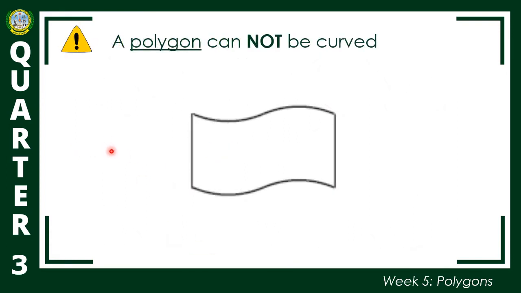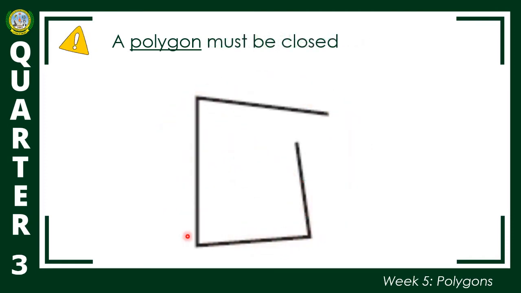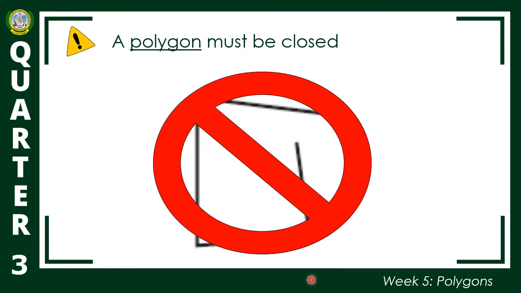A polygon cannot be curved. Okay, so all the line segments that form a polygon must be straight. Okay, so this is not a polygon. A polygon must be closed. So as I said earlier, the line segments must join at their endpoints. So it must be closed. So this also is not a polygon.